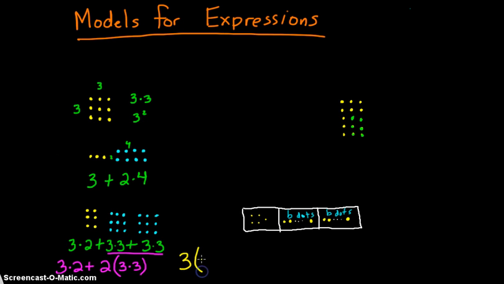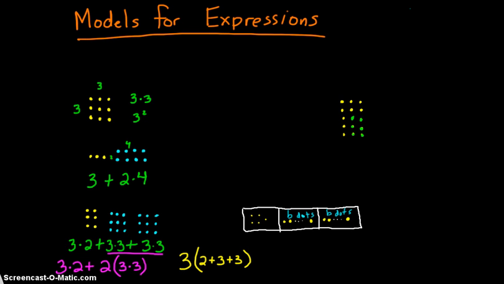A third way, change color to yellow now, could be 3 times all of these, and the 3 is going to represent 3 rows. 1, 2, 3. So it's 3 groups of 2 plus 3 plus 3. That one's a little more confusing, but it's the same thing.